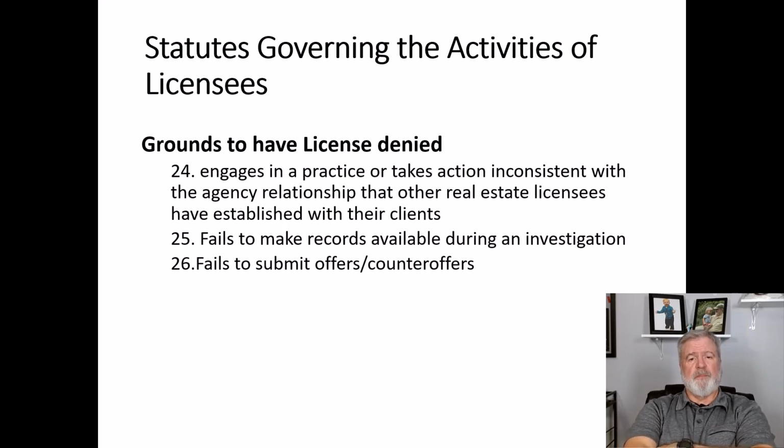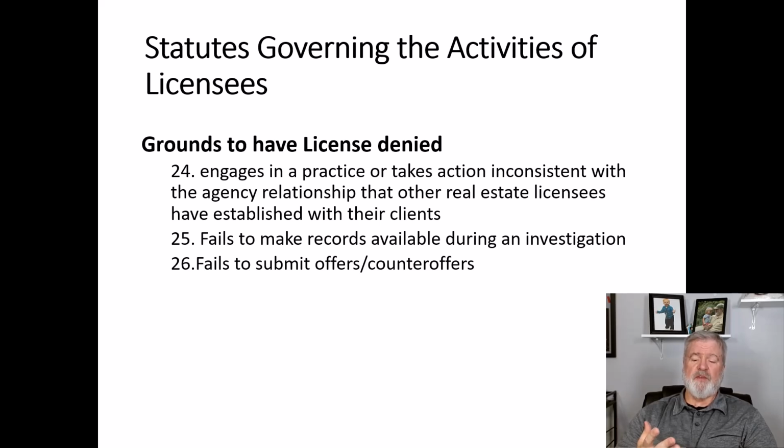24, engaging in the practice or takes action inconsistent with agency relationship that other real estate licensees have established with their clients. You cannot interfere with another agent's agency relationship. Obviously, what's the first thing, if you have contact with a potential buyer, whether you contacted them or they contacted you about potentially buying a property, what do you think the first thing you need to be asking that buyer? Are you currently working with another agent?